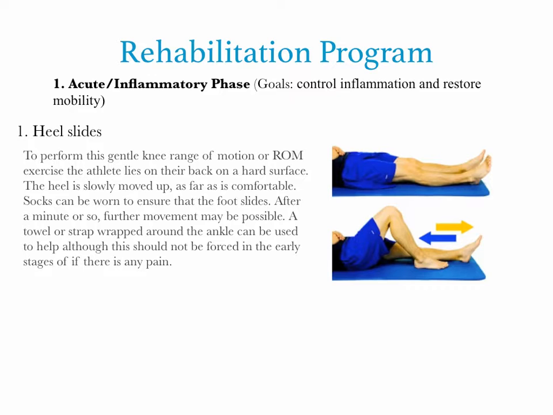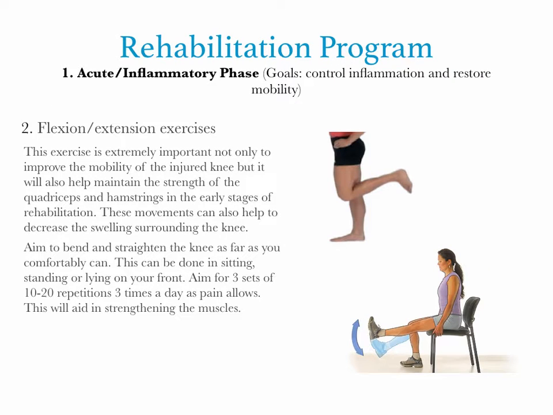After a minute or so, further movement may be possible. A towel or a strap wrapped around the ankle can be used to help, although this should not be forced in the early stages or if there is any pain. The second exercise is flexion/extension exercises. The exercise is extremely important not only to improve the mobility of the injured knee, but it will also help maintain the strength of the quadriceps and hamstrings in the early stages of rehabilitation.